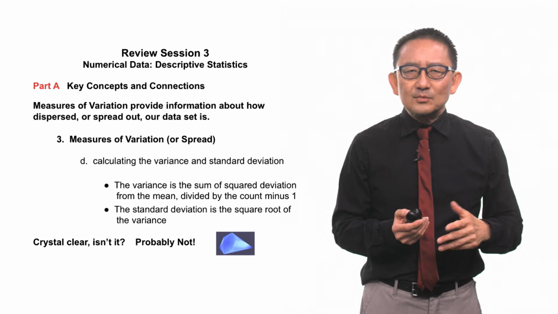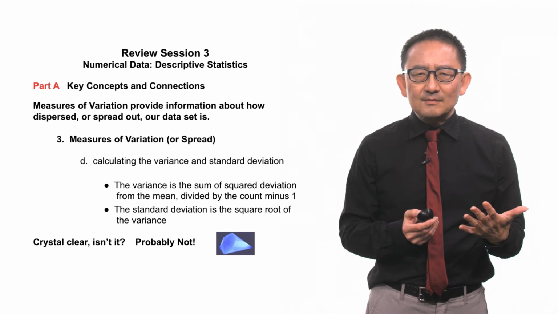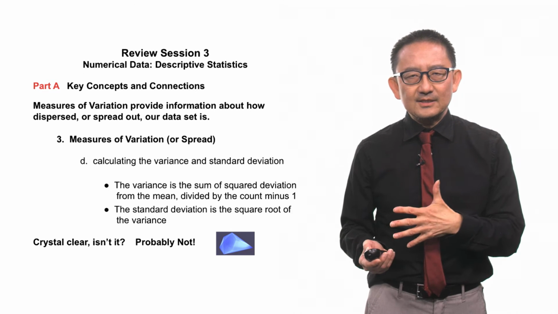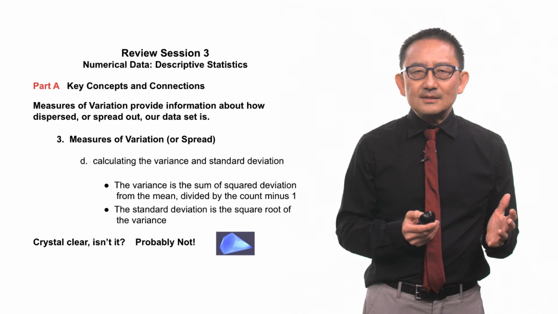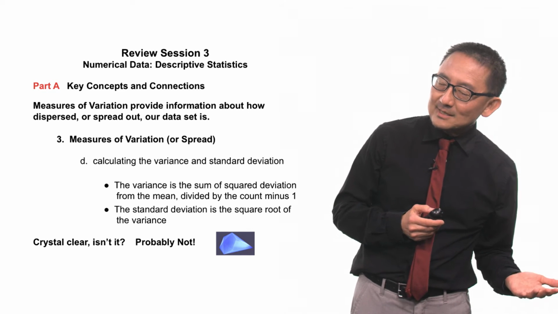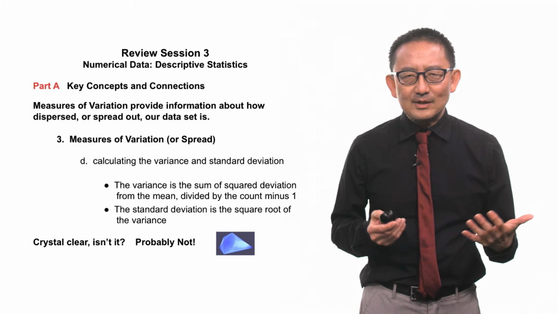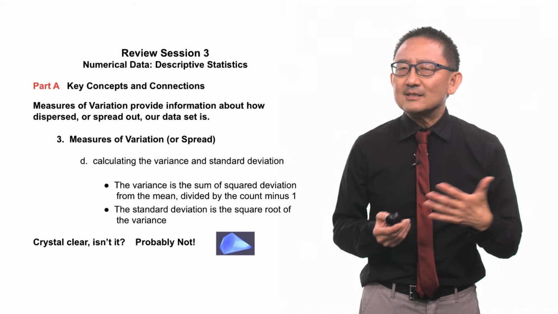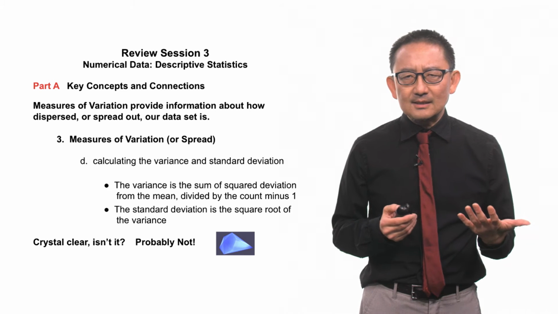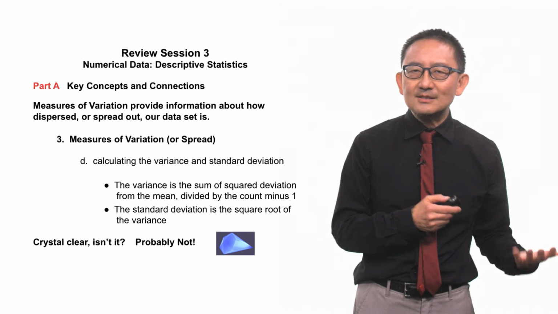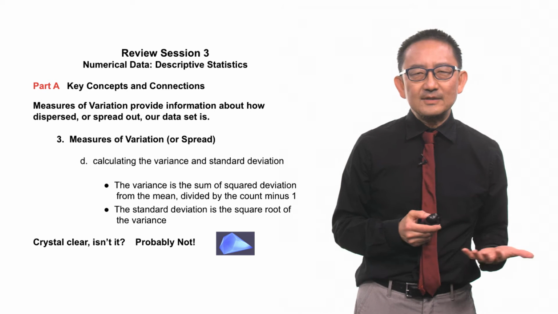Now we are going to move on to calculating what is called the variance and the standard deviation. Let me give you a mathematical definition of variance. The variance is the sum of the squared deviations from the mean divided by the count minus 1. And the standard deviation is the square root of the variance.